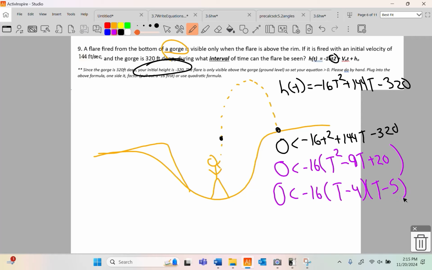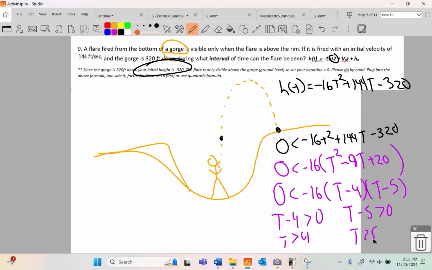And kids will often write things like this and they'll answer it wrong, right? They'll say t minus 4 greater than 0, and t minus 5 greater than 0. That's not how this works. Because if you did that, you'd have time greater than 4 and time greater than 5. That's not true. One of them is true, but both of them aren't.